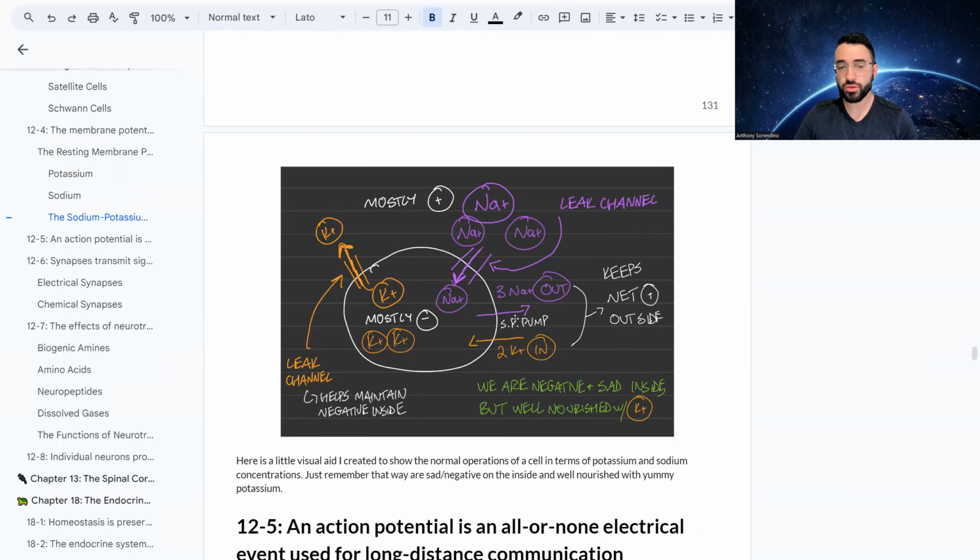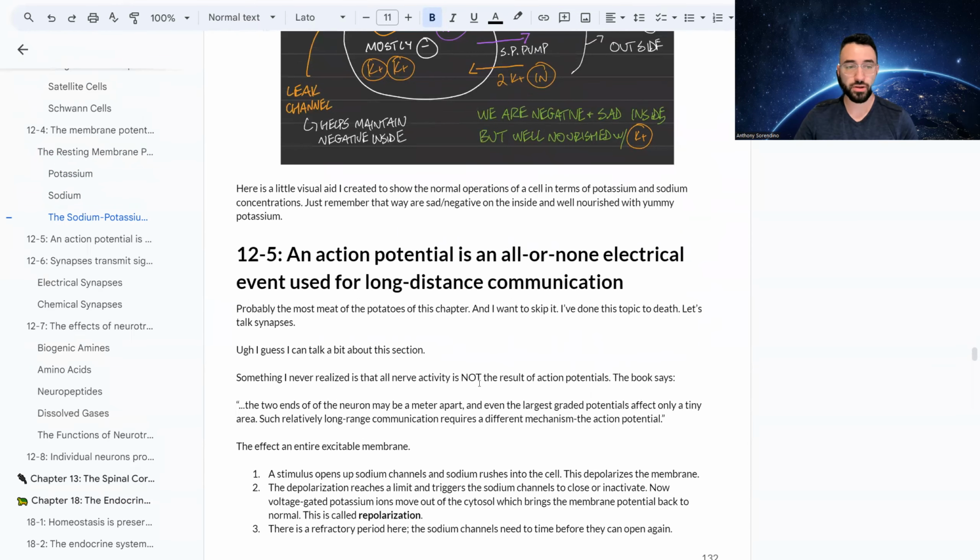Okay, and if there's one thing you can remember here, it's that the leaky potassium channels are more important because they're moving out faster, and that's pushing the positive charge outside of the cell. It's helping maintain the negative charge inside of the cell along with the negatively charged proteins. That's something I remember from earlier classes.